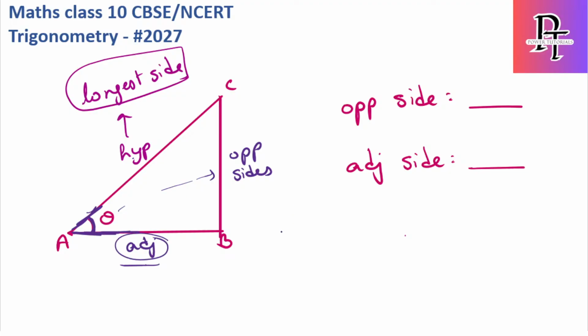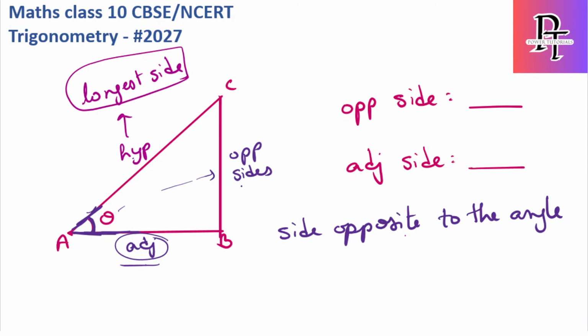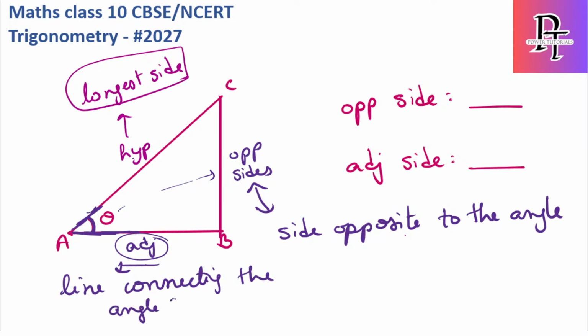So the side opposite to the angle is nothing but the opposite side. What about the adjacent side? The line connecting the angle to the hypotenuse.